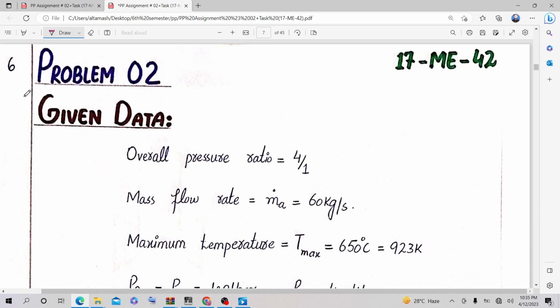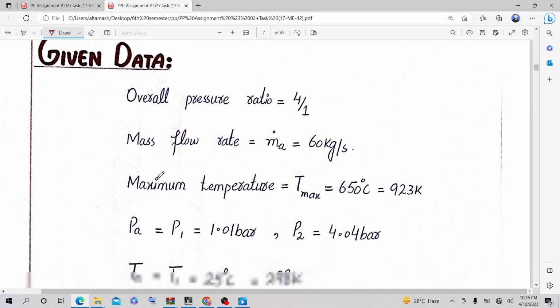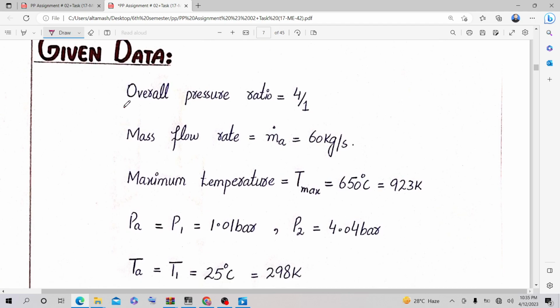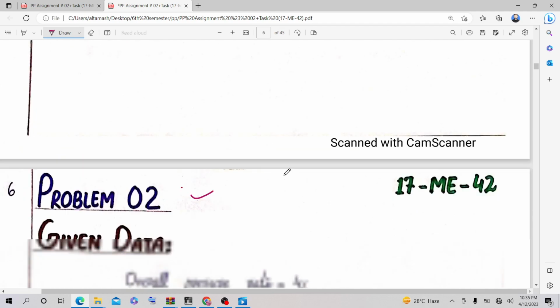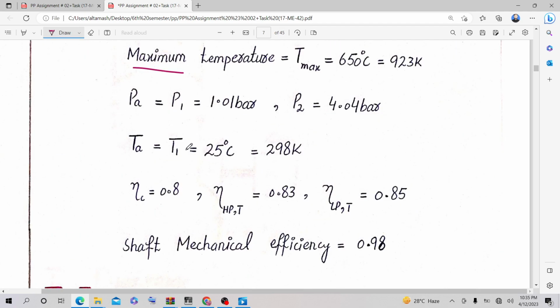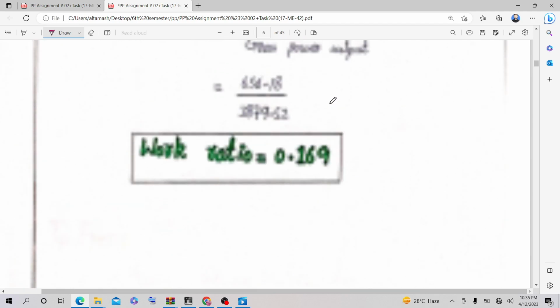So in this miracle, this is our problem number 2. In problem number 2, we have given overall pressure ratio, we have given mass flow rate, we have given maximum temperature. This means the temperature after the combustion chamber. We have given PA, that is 1.01 bar, P2 that is 4.04 bar. What is P1 and P2?